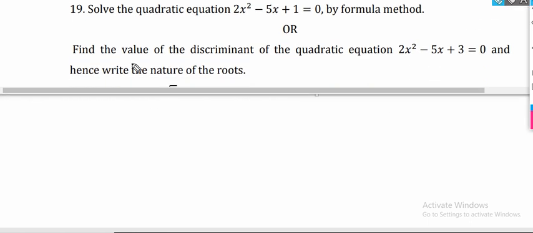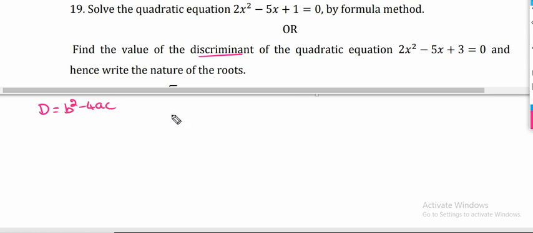They given that find the value of the discriminant of the quadratic equation 2x square minus 5x plus 3 is equal to 0, and write the nature of the roots. I will tell you what is the nature of the roots. Here we have to find out the value of the discriminant. Discriminant d is equal to b square minus 4ac. We have to find out the value of this one.